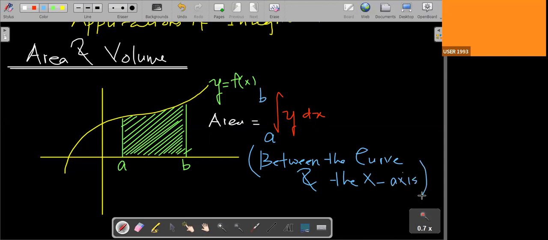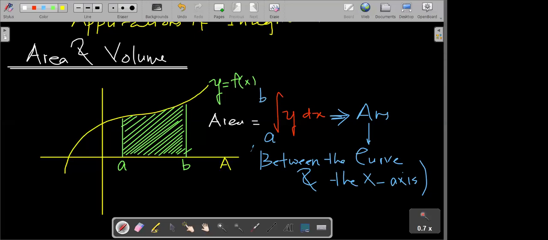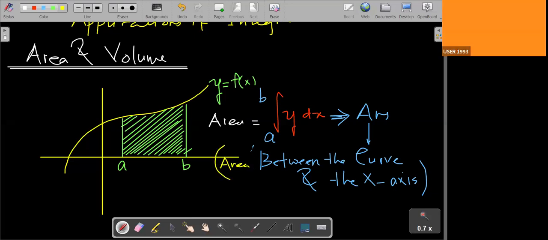The answer you get for this one will always be the area between the curve and the x-axis. I'll write it here: area between the curve and the x-axis. That's very important.